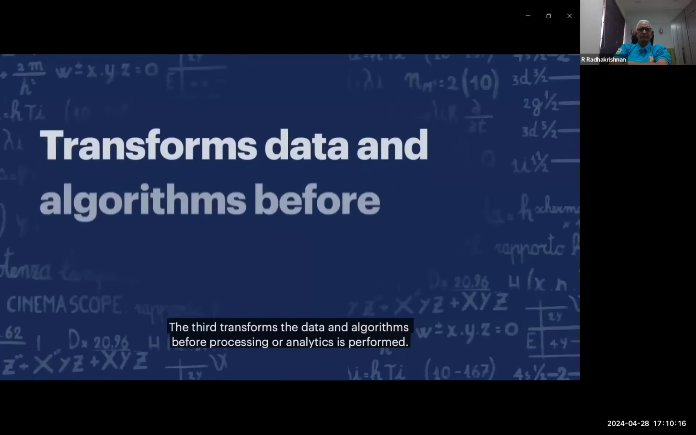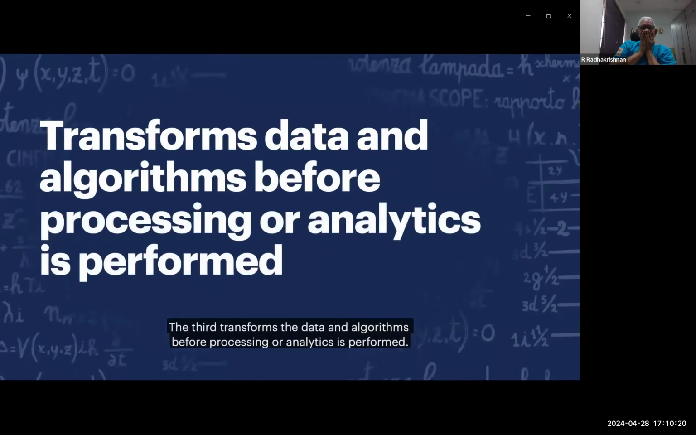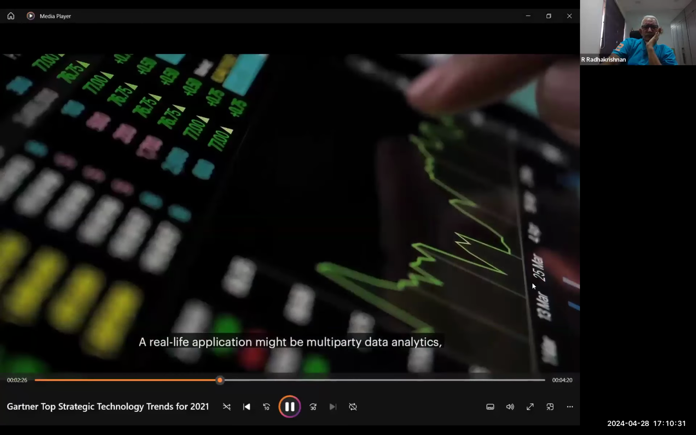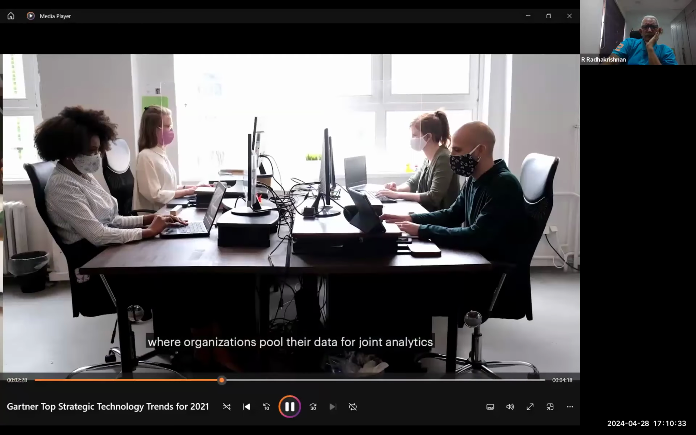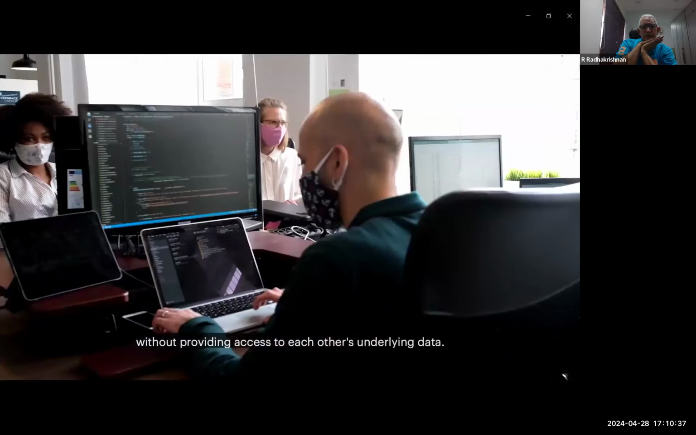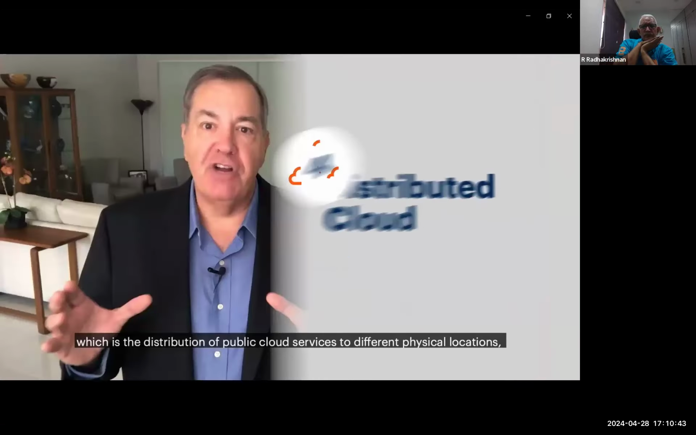The third transforms the data and algorithms before processing or analytics is performed. With all 3 of these approaches, private data is not exposed. A real-life application might be multi-party data analytics, where organizations pool their data for joint analytics without providing access to each other's underlying data.